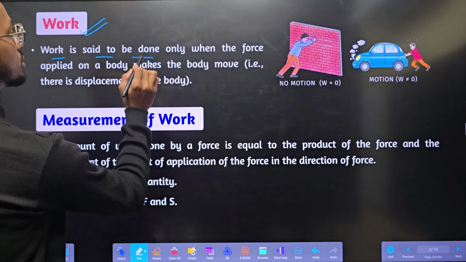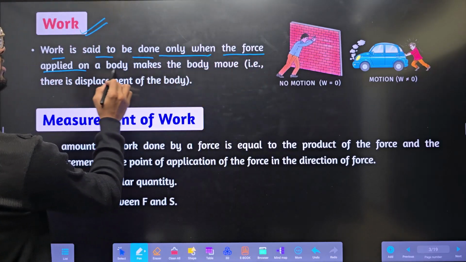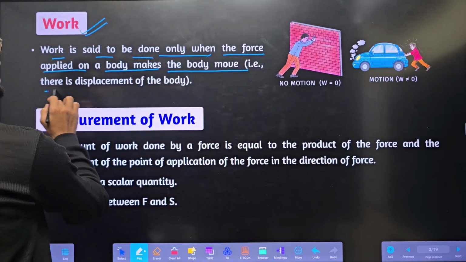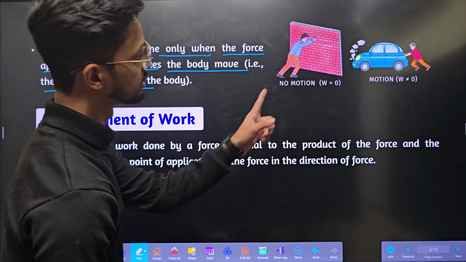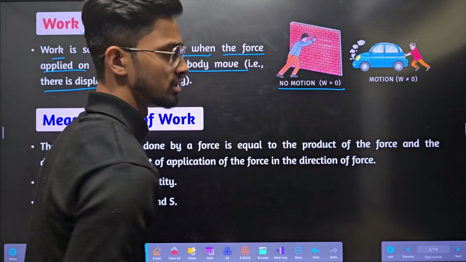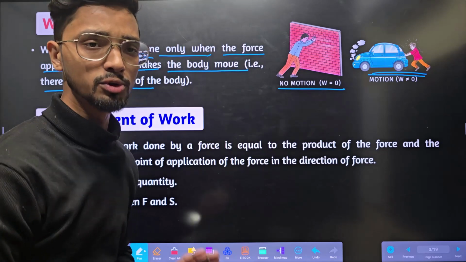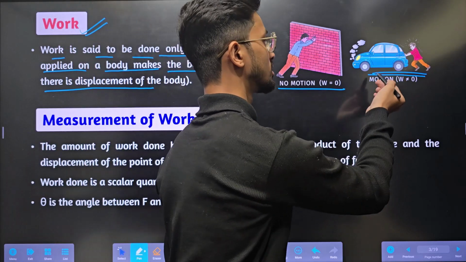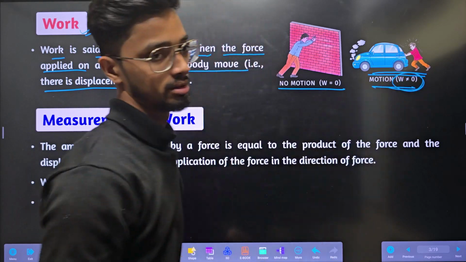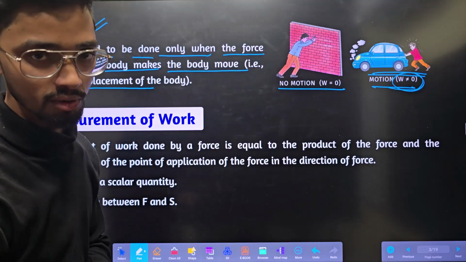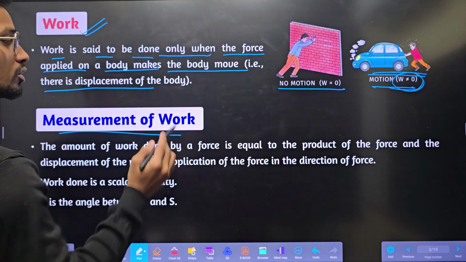Simple. So work is said to be done only when the force applied on a body makes the body move. That is, there is displacement of the body. See here, the man is pushing the wall, but there is no motion, so work will be zero. The man is pushing the car, so there is some motion, so there will be some work. Work will not be equal to zero. So how do we measure work?